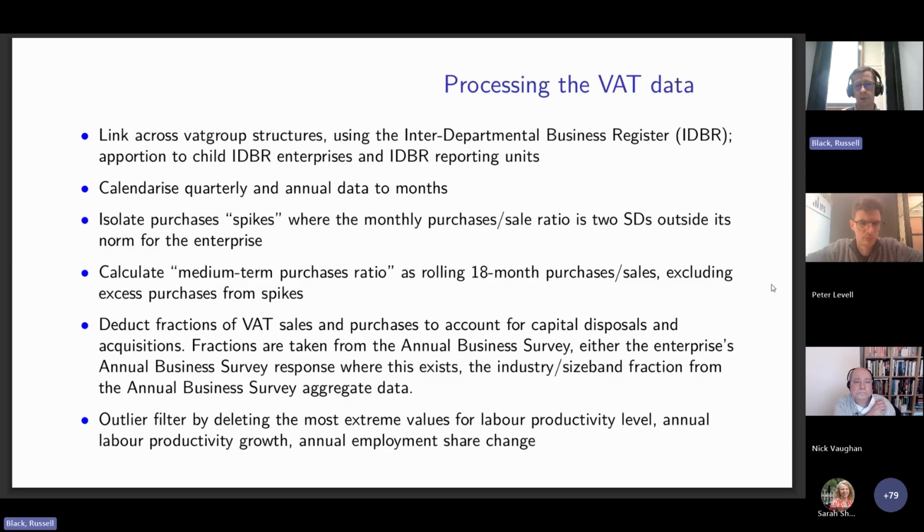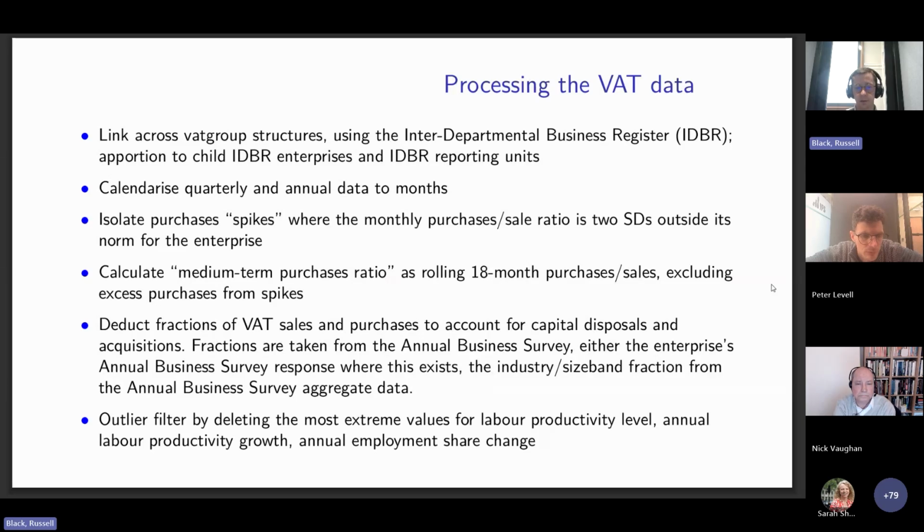This is a bullet point list of all of the data processing steps and the problems. Actually, the first problem, in fact, is that some companies don't report VAT data. Large enterprise groups are allowed to report VAT data on a group basis. So everything is being matched to the interdepartmental business register. So there needs to be apportionment from the VAT group level to the interdepartmental business level of what is a company. So that is done by weighted employment shares inside groups.